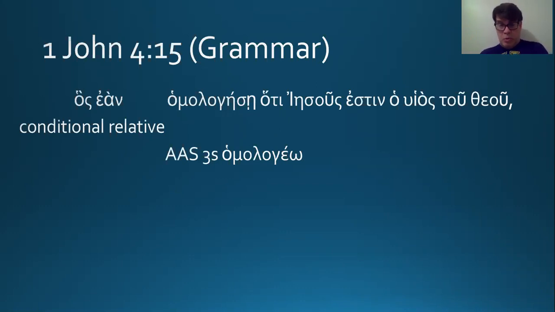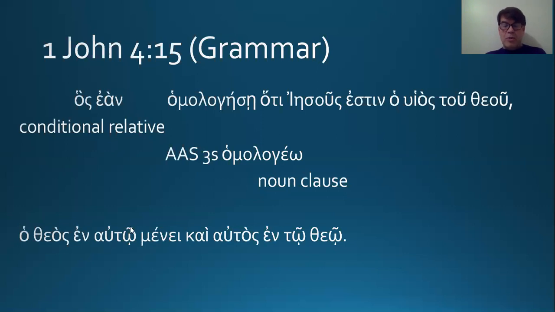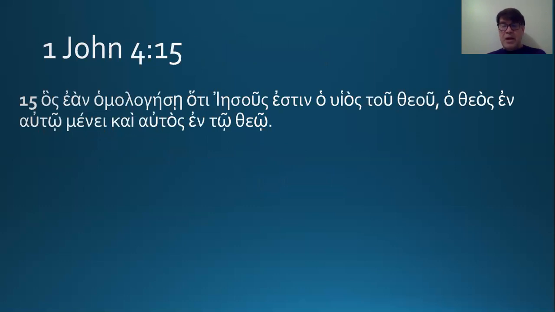Okay, what does hoti indicate when it is translated that? It's a noun clause. What are they confessing? They're confessing that Jesus is the Son of God. All of that functions as the direct object. Not a lot of interesting grammar here in the last bit. Mene is a present active indicative third singular for meno. Pretty easy, hopefully. Autos, what kind of a pronoun is it, or use of the pronoun? That's right, it's intensive. Okay, so we're now ready to pronounce it.